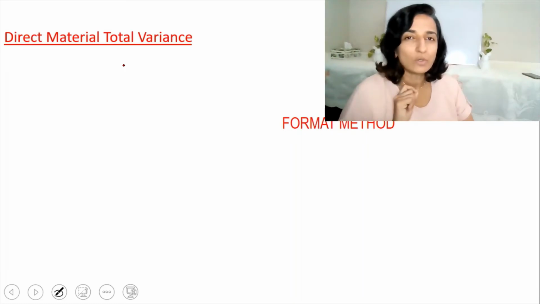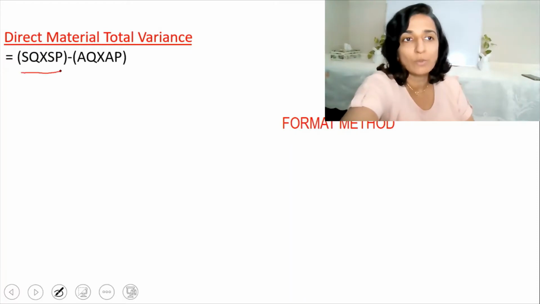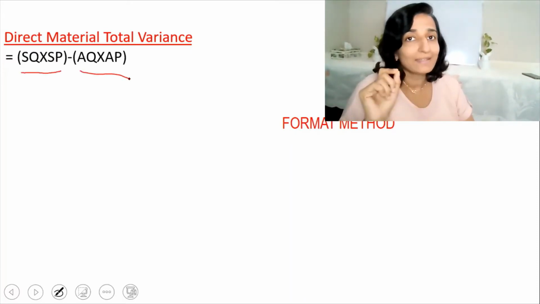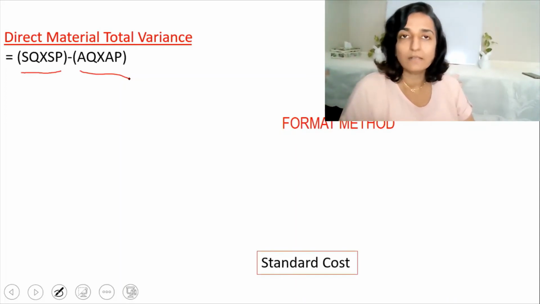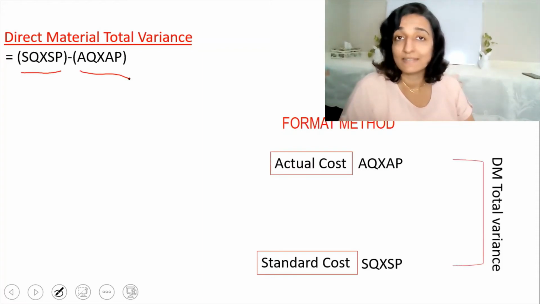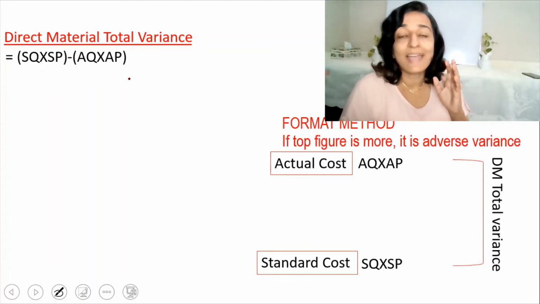The direct material total variance is given by the formula standard quantity into standard price minus the actual quantity into the actual price. So what is SQ into SP? That's nothing but the standard cost. And what is AQ into AP? That is nothing but the actual cost. So in the format, we write the standard cost in the bottom, that is SQ into SP, and the actual cost in the top, that is AQ into AP. And what is the difference between the two? That is direct material total variance.